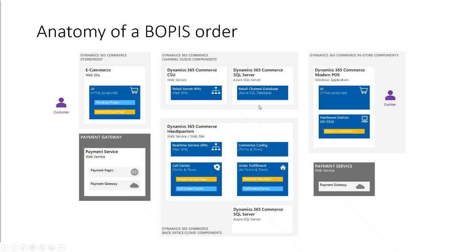So the order sits in the channel database, and then periodically that data is synchronized to the back office. And I say periodically, you could set the frequency to be every minute if you wanted. There are also some capabilities to do real-time order syncs to the back office, though we recommend putting these on a schedule. But that order is synchronized from the channel database to the ERP or headquarters database.